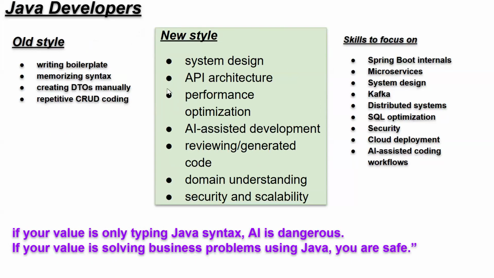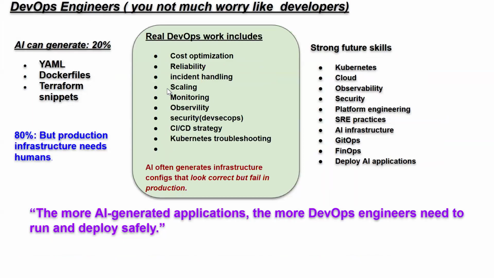Maybe out of 100% of your daily work, you are writing 20% lines of code, maybe YAML, Dockerfile, Terraform files, some snippets. But the remaining 80%, production-level infrastructure, needs a human being, am I right? You're implementing a process rather than coding. You are configuring a service rather than writing code. As a DevOps engineer, you need not worry about that.